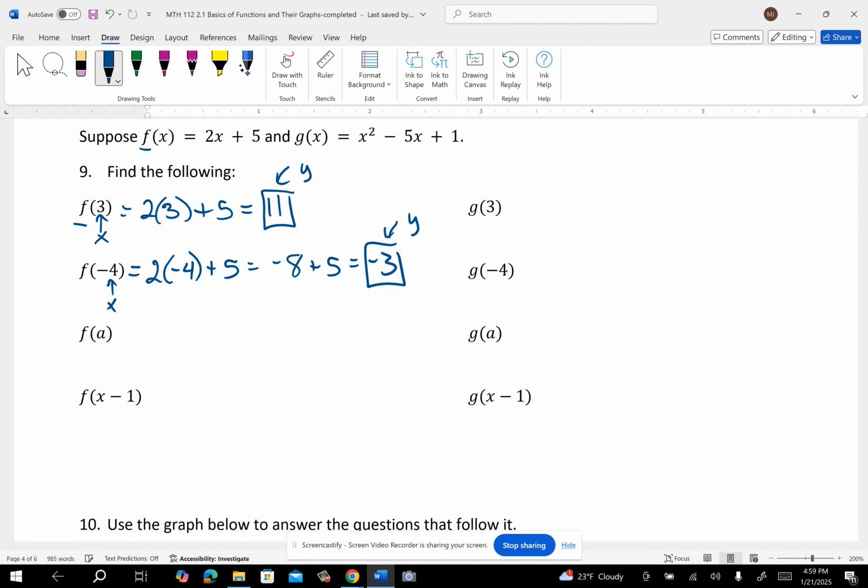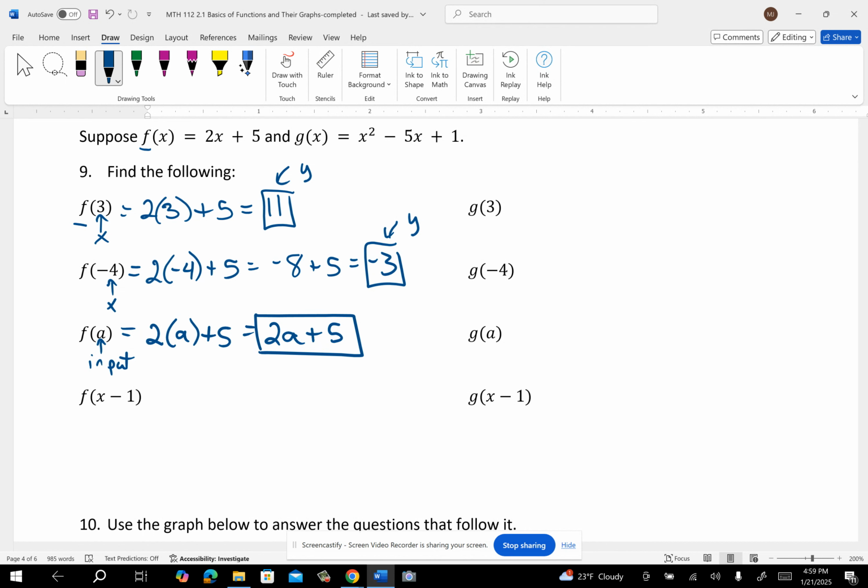All right, so let's go ahead and think about this when what we're inputting is not a number, but maybe a variable or a variable expression. All right, this is still our input here, okay? And the rule says take 2 times your input and add 5, so we'd wind up with 2a plus 5, but that's as far as we can go. We can't simplify anymore, and our answer would be 2a plus 5, and we'd be done.